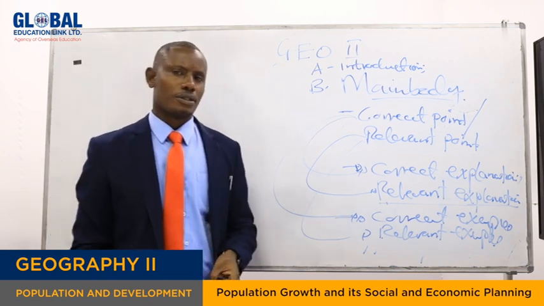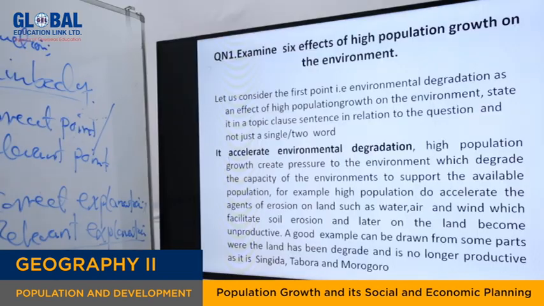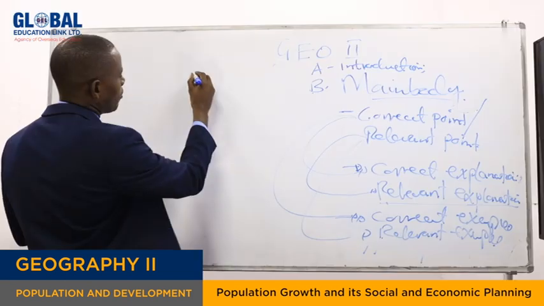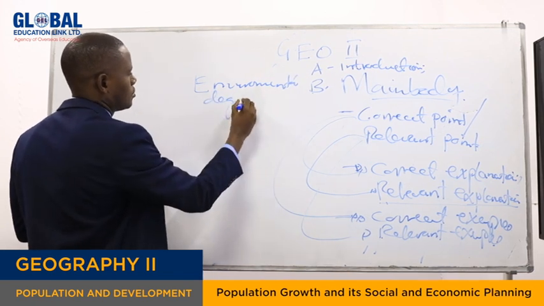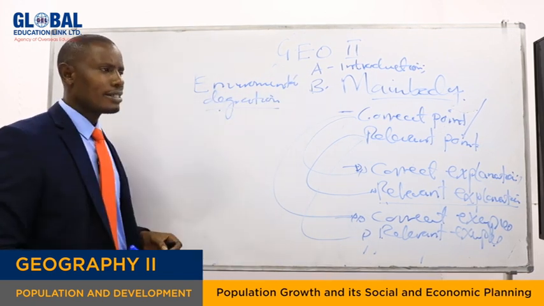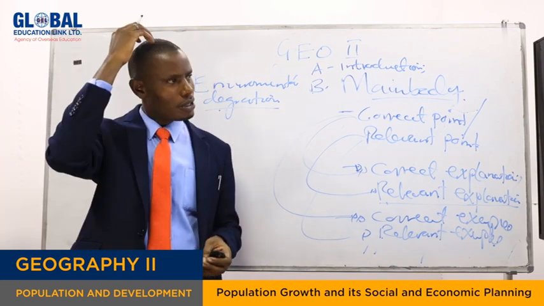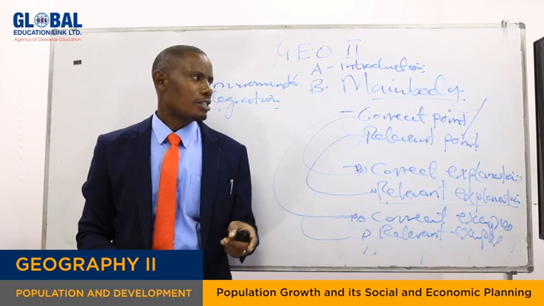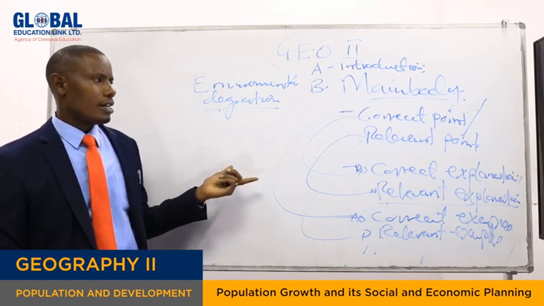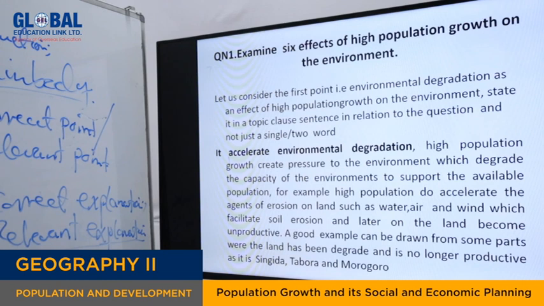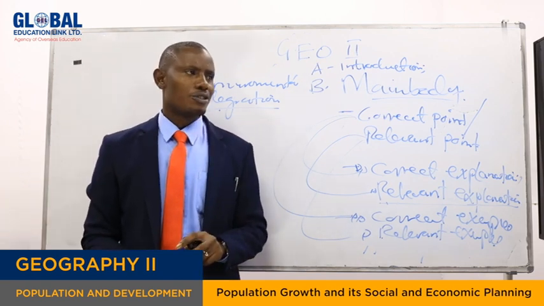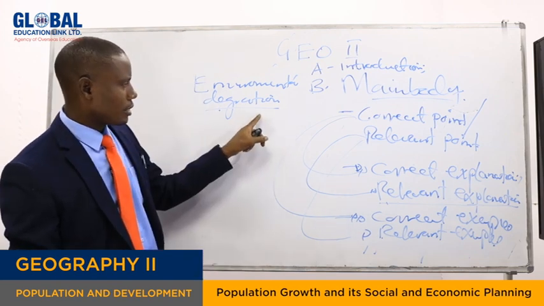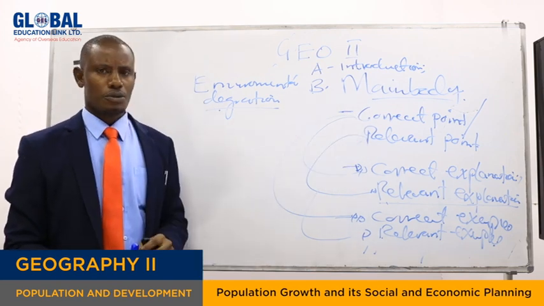So let's go to the practical aspect of what we've been talking about. Take the example of the first point, which was about environmental degradation. With environmental degradation, it's about the correct point. For the correct point, what are you supposed to do? You can say environmental degradation as an effect of high population growth on the environment. You can also state it in the form of a topic closed sentence in relation to the question that you have been asked. As we said, environmental degradation as one of the effects of high population growth.